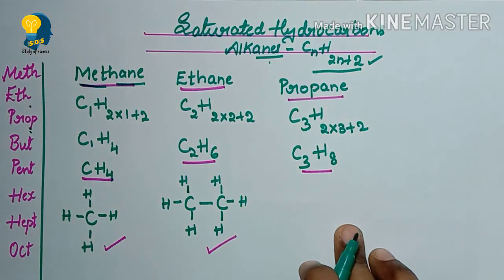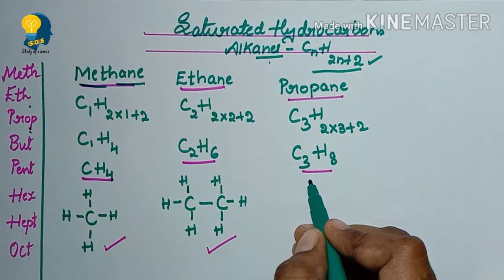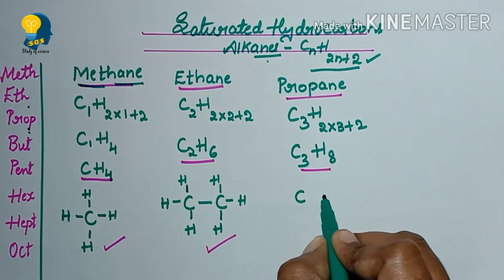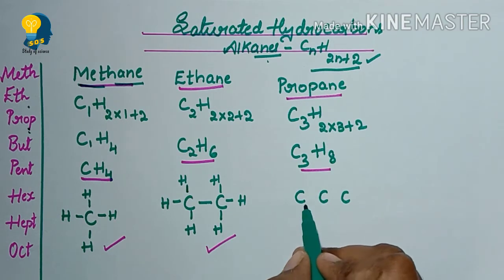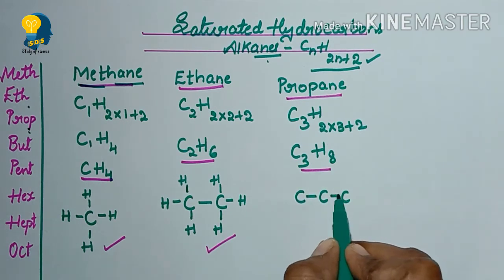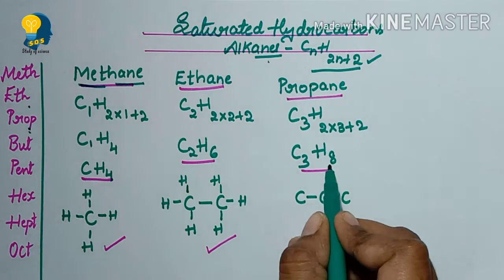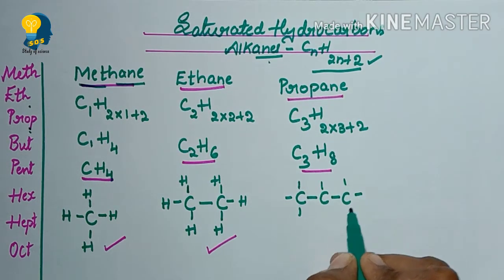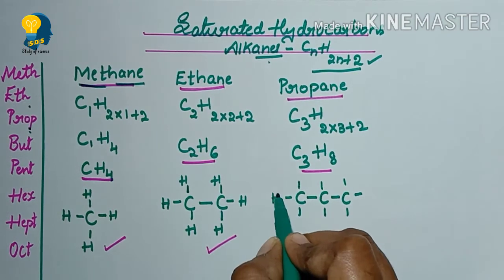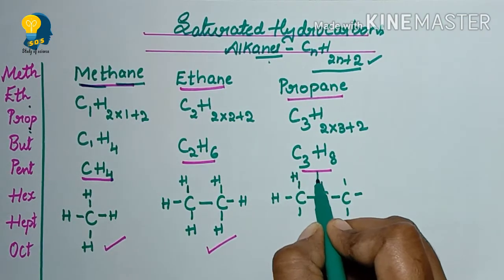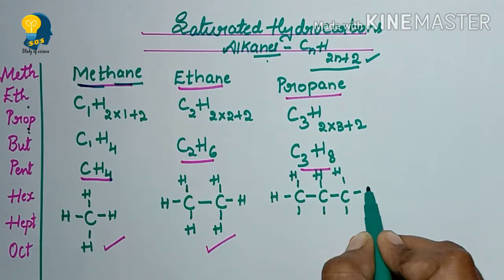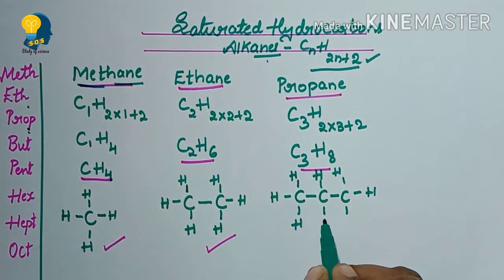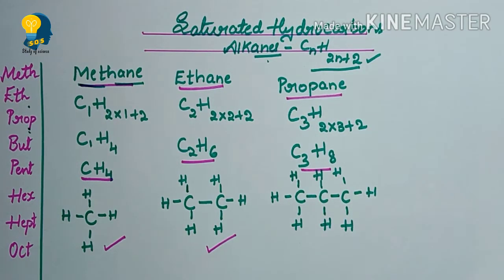So let us write now structural formula by looking at molecular formula. C3, 1, 2, 3. Saturated hydrocarbon, single bond between carbon atom. How many atoms of hydrogen? 8. 1, 2, 3, 4, 5, 6, 7, 8. So there are 8 atoms of hydrogen. So this is how we write the structural formula for propane.